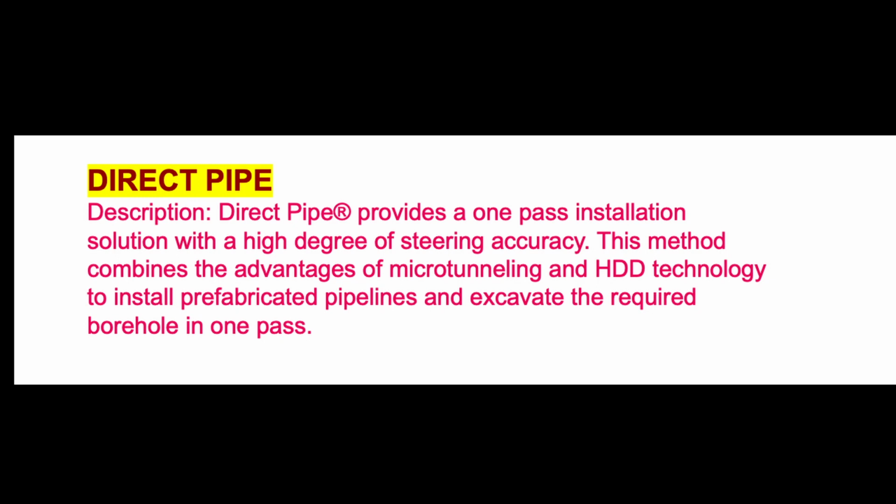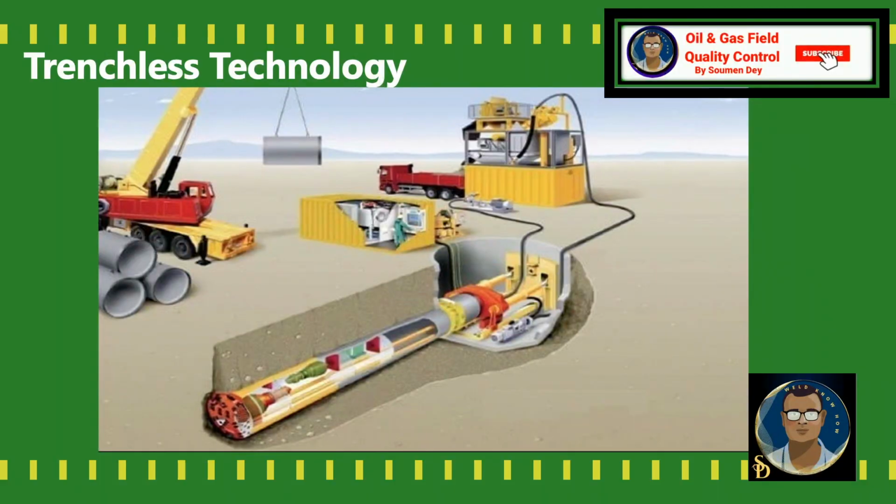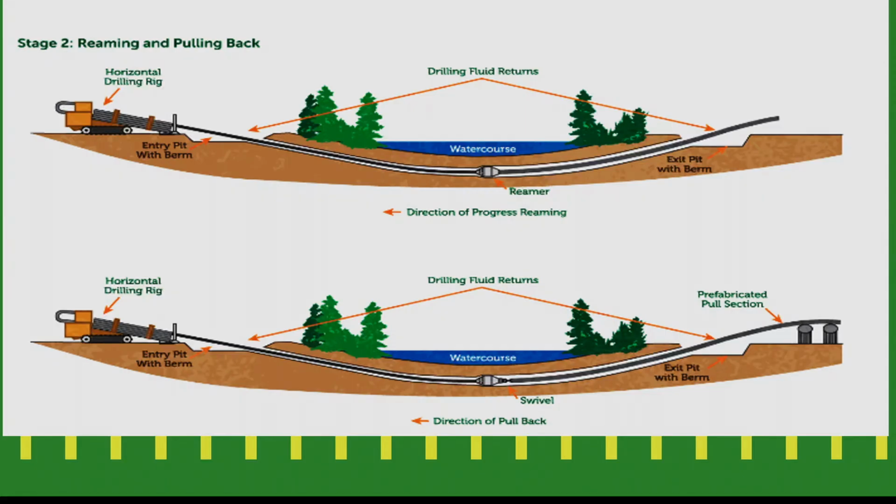The third one is direct pipe. Direct pipe provides a one-pass installation solution with a high degree of steering accuracy. This method combines the advantages of microtunneling and HDD technology to install prefabricated pipelines and excavate the required borehole in one pass. Here you can see a sectional view of a trenchless technology where the pipe is run under the highway or railway without impacting the traffic flow or trains. This is an example of horizontal directional drilling.